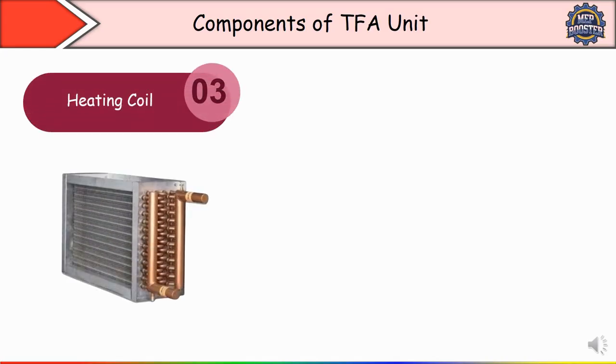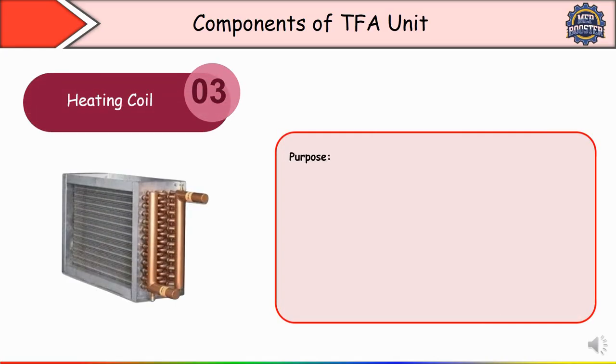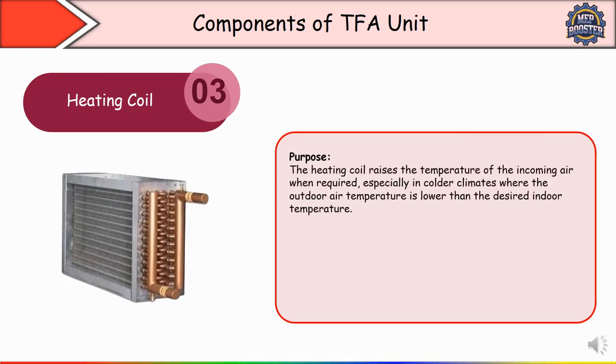Now the third component is the heating coil. Their purpose is written here. The heating coil raises the temperature of the incoming fresh air when outdoor air is too cold, and it ensures the air entering the building is neither too cold nor too hot.